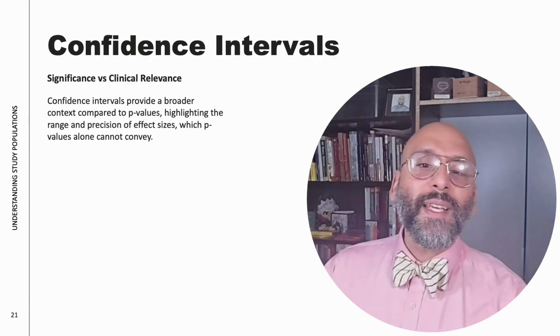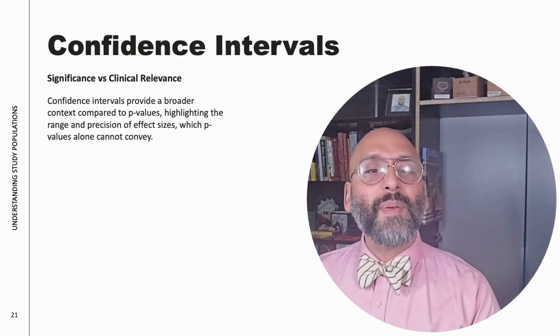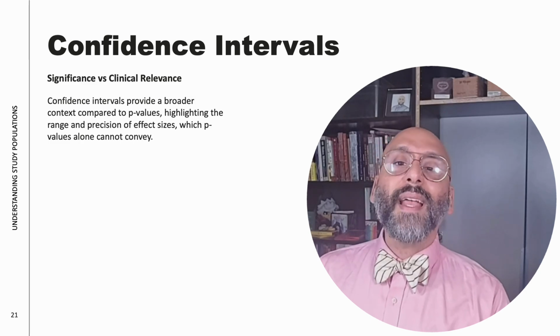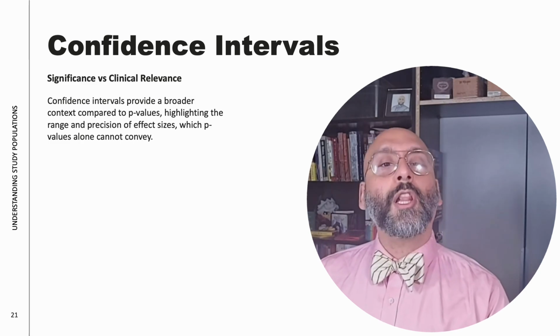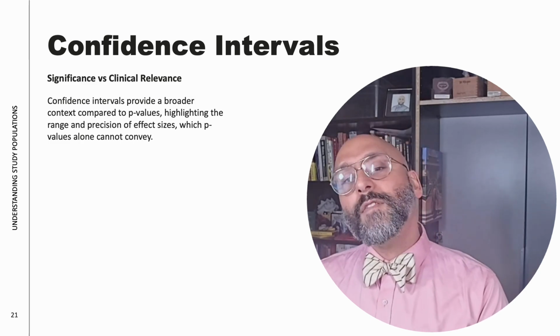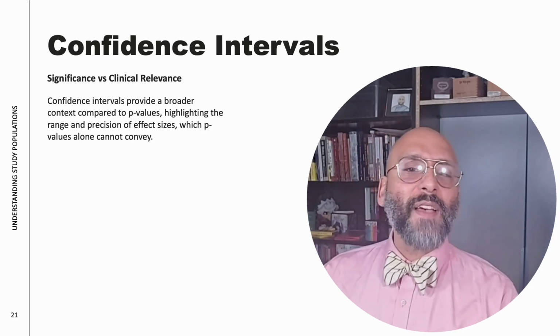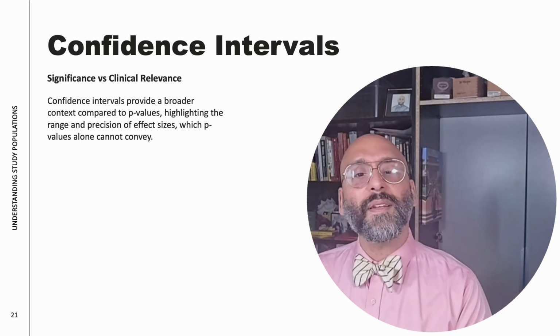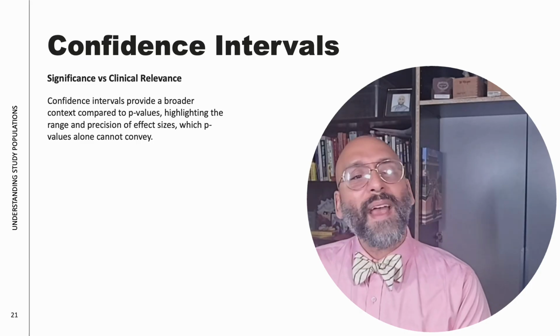So conceptually, it answers a different question than the p-value. The p-value asks, is this result unlikely to be due to chance alone? A confidence interval asks, how big might the effect actually be, and how precise is our estimate? That's the distinction that matters clinically.